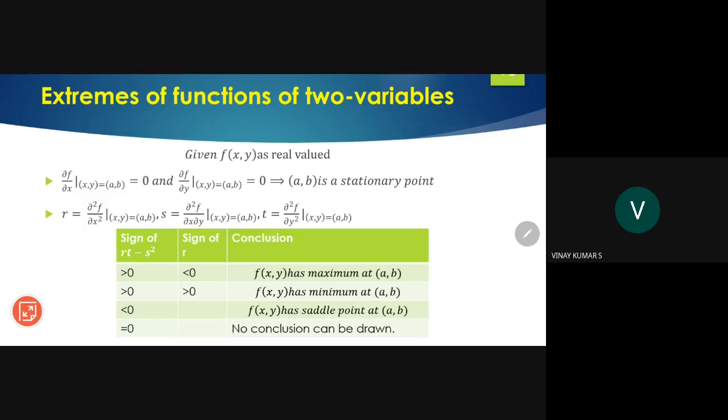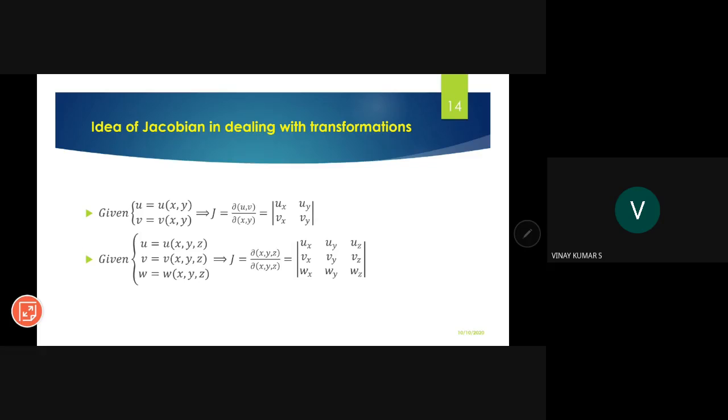If rt minus s square is greater than 0 and r is less than 0, then f of xy has a maximum at ab. If rt minus s square is greater than 0 and r is greater than 0, then f of xy has a minimum at ab. Similarly, for rt minus s square less than 0, you need not worry about the sign of r, so f of xy has a saddle point at ab. And if rt minus s square is equal to 0, we cannot draw a conclusion based on second order derivatives. So this is one important slide using which we do some problems.